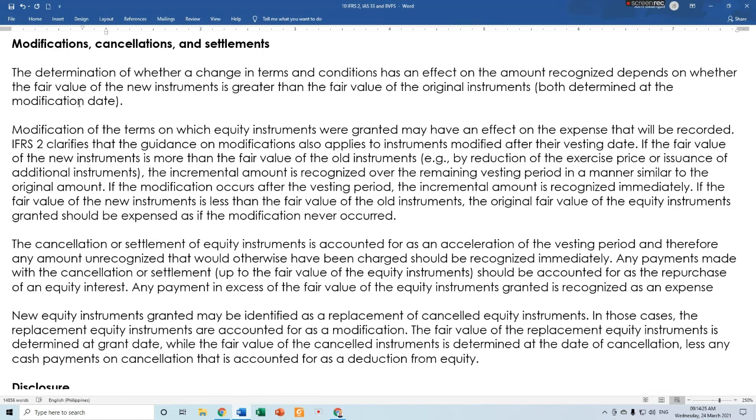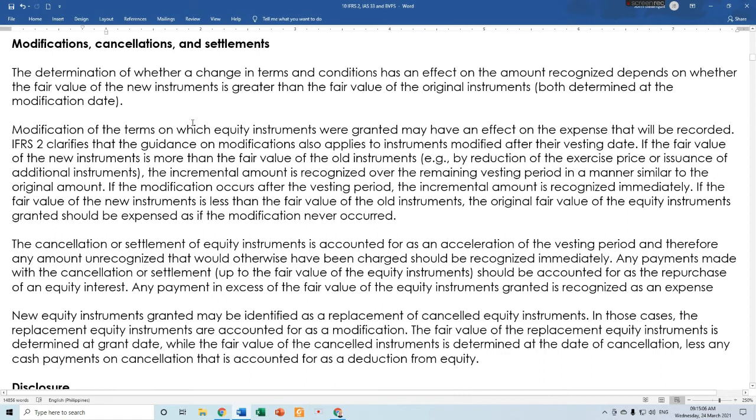Okay. So the determination of whether a change in terms and conditions has an effect on the amount recognized depends on whether the fair value of the new instruments is greater than the fair value of the original instrument. Okay. Both determined at the modification date. So kasi pwedeng meron kang initial na in-offer tapos nung nagpalit ka ng isip, ganun, magkakaroon ng modification. So ang basis daw, whether there is a change in the terms is the value of the measure or value of the instrument that you're going to exchange. Okay?